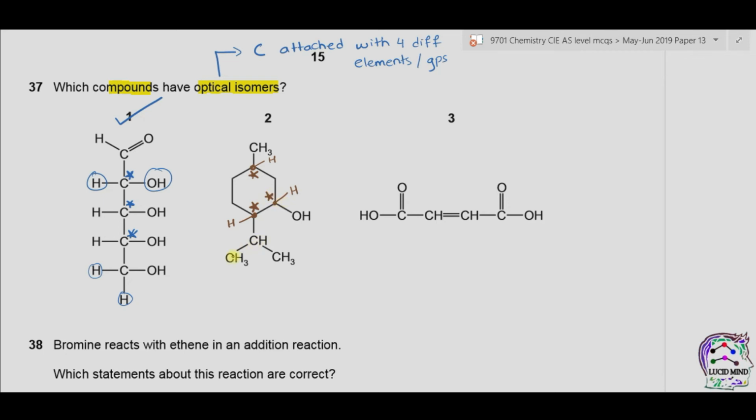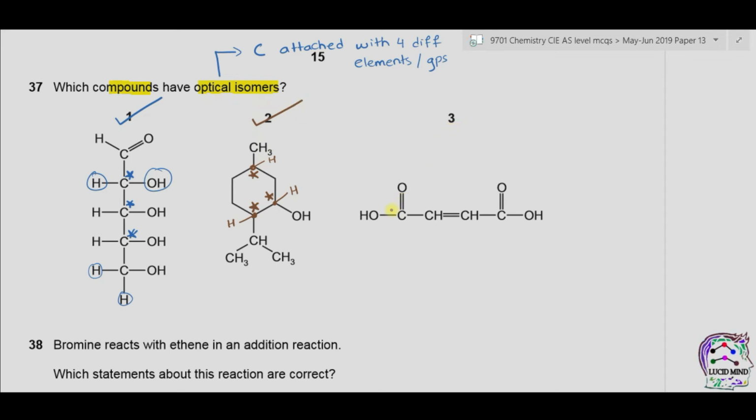Looking at this carbon, we can see that 2 similar groups are attached. Both are methyl groups, so this is not chiral. Again, CH3 is not chiral as it has the same hydrogen atoms attached. So we can see there are 3 chiral centers in 2, so it can show optical isomers.